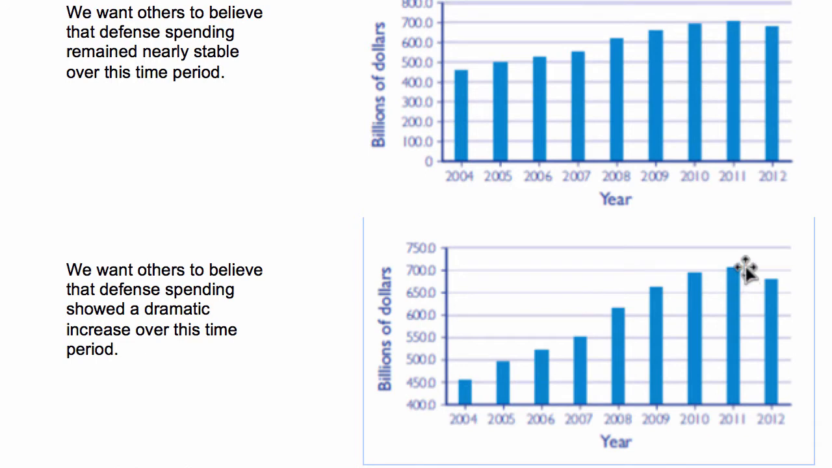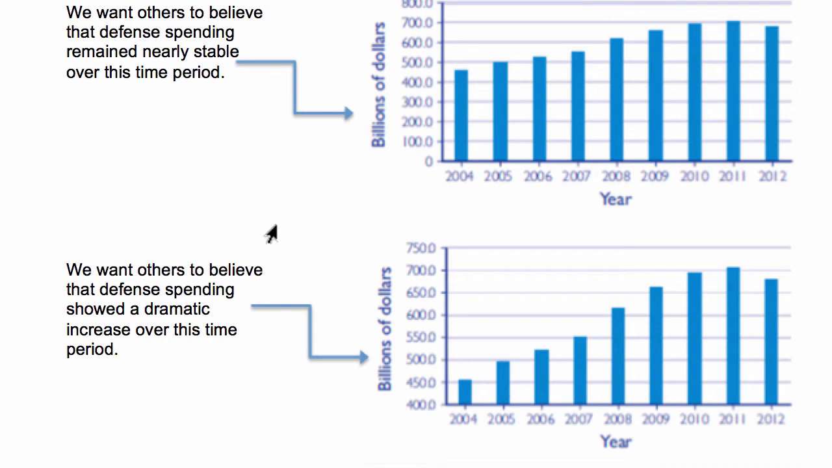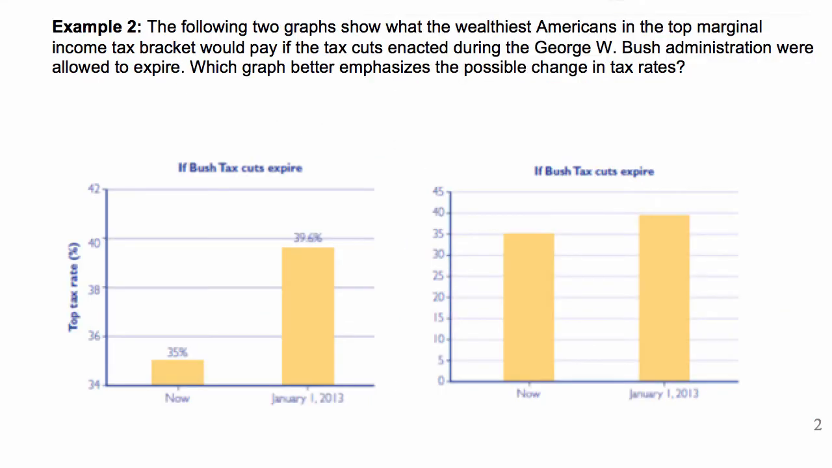In fact, the bar that represents the year 2011 is about 6 times as tall as the bar that represents the year 2004. Thus, if we want others to believe that defense spending remained nearly stable over this time period, we might use the first graph. If we want others to believe that defense spending showed a dramatic increase over this time period, we might use the second graph.